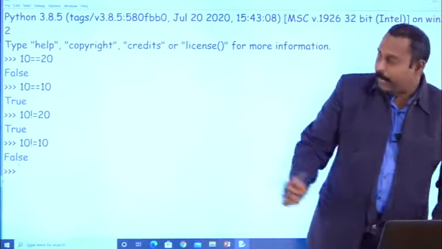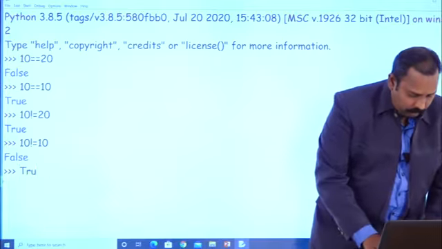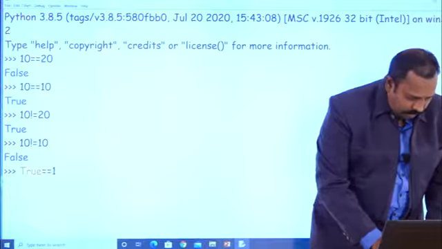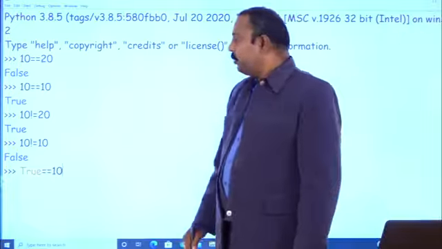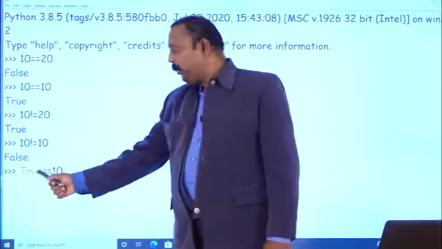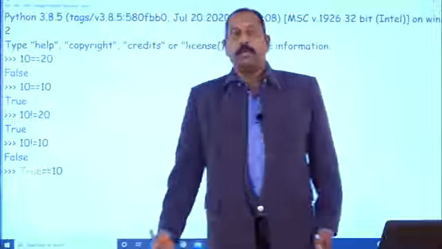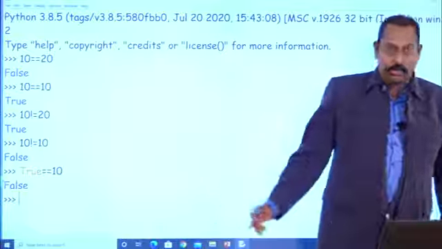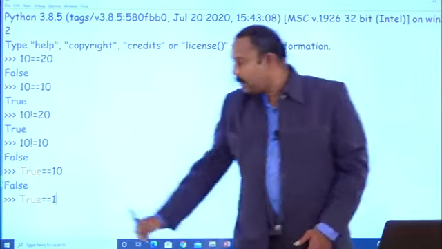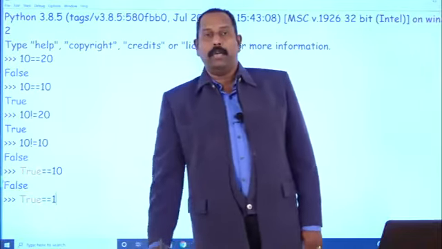You can also compare like this: True equal to 10. Here bool type and this is integer type. But for bool type, true means its value is 1. So 1 equal to 10, what is the output? False. Suppose I have written True equal to 1. Actually True is represented as 1. So 1 equal to 1, you will get true.